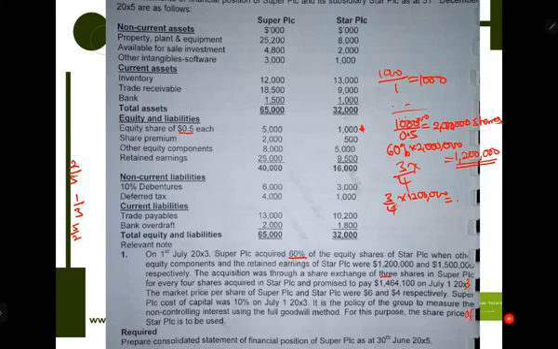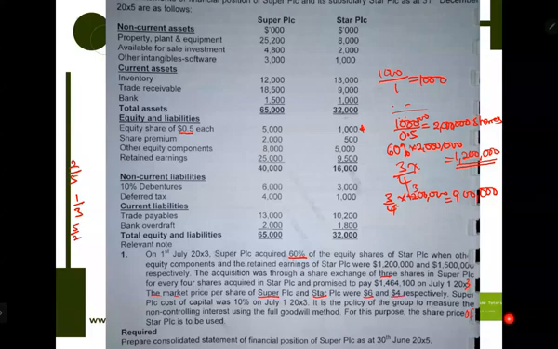What do you have? 4 into 1.2, times 3. This should give you 900,000. This is the 900,000 shares. This 900,000 shares, now multiply it. What is the market price per share of Super? The market price of Super and Star. Super comes first before Star. Super is 6, Star is 4.